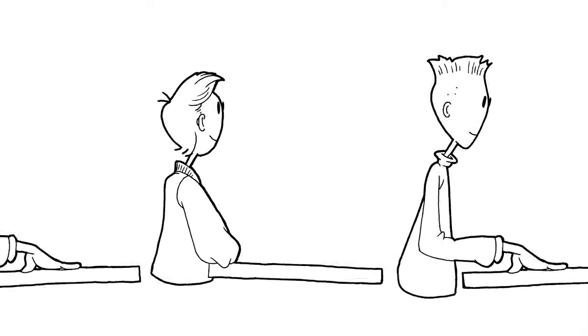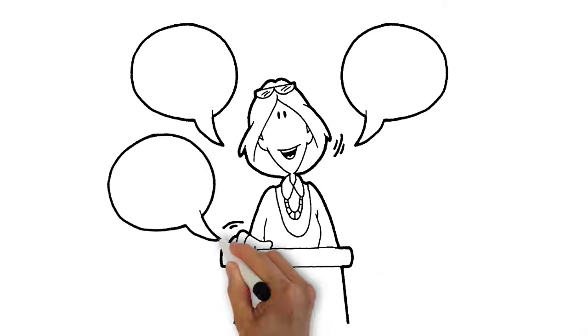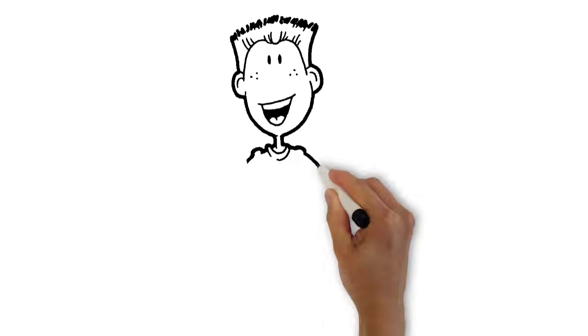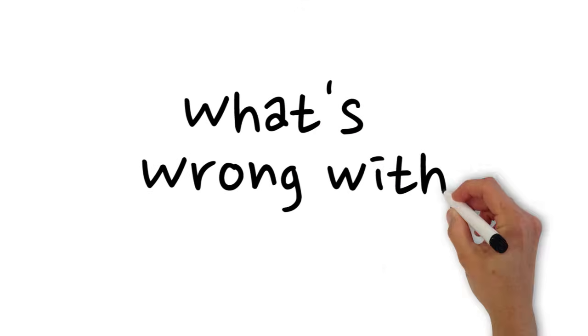Students sit in rows. The rule is no talking. The teacher presents new information or a new skill. To engage students, the teacher asks the class a question. One student responds at a time. Sounds familiar, doesn't it? So what's wrong with that?